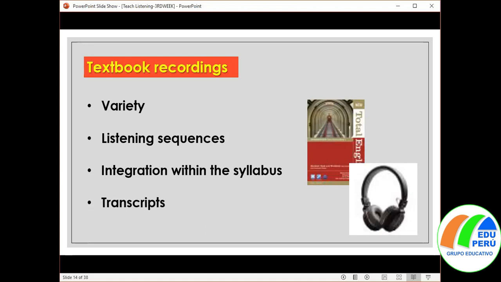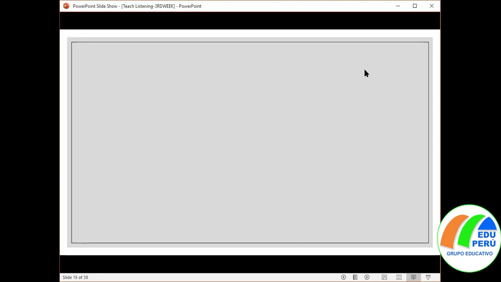And we also have the opportunity to have our students read the transcript in order to check if they are listening well or not. Some books have, at the end of the book, the transcript of the dialogues, the conversations, the speeches. So we have this, all right? So notice, this is another source of listening.